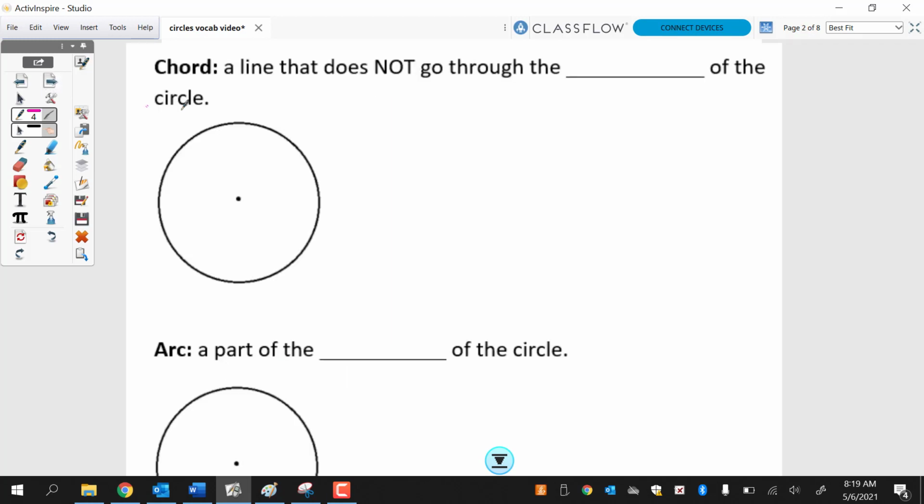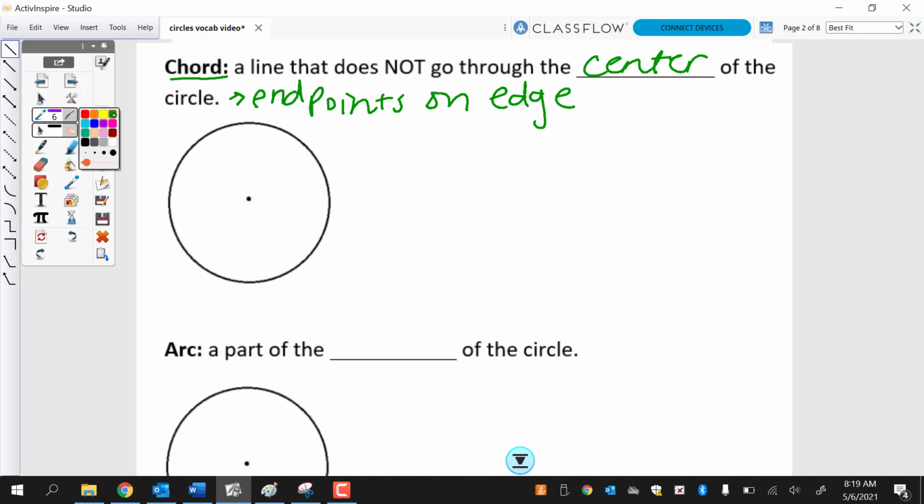A word that's probably brand new to you is chord. So a chord is a line that does not go through the center of the circle, but it's still the endpoints are on the edge of the circle. So let me get my little straight line again. So it's a line. It does not go through the center, but it's still on the edge of the circle. So from edge to edge does not go through the center. Okay. So that's a chord.